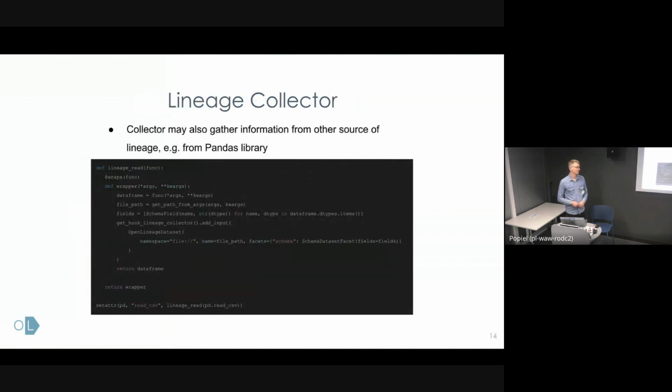The other thing is that it doesn't necessarily need to use only Airflow hooks. So for example, I think Pandas is one of the most common libraries used in PythonOperator as well. So here's an example of hooking into reading CSV from Pandas, getting the file path of this CSV file, and also reading the schema of the file straight from the Pandas attribute.